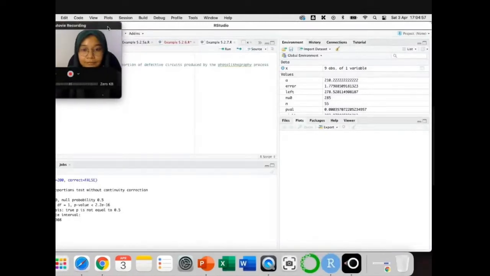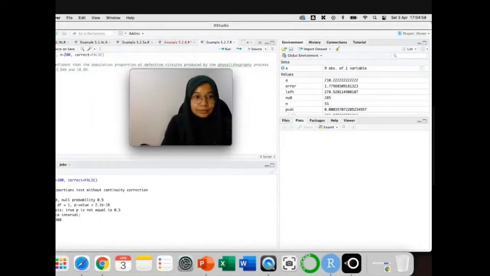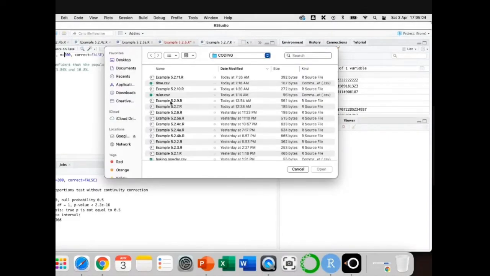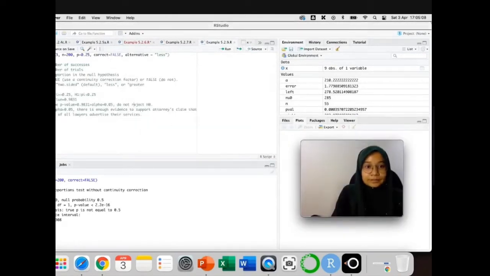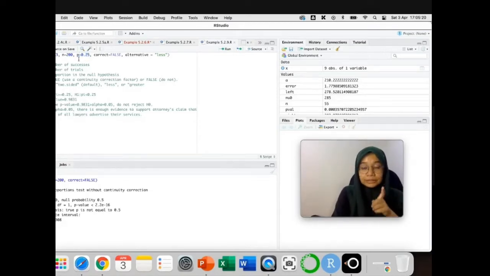Here are 5.2.9. Okay. So prop.test X kita tadi 63, N is 200, P 0.25. P ni bukan sample proportion. P in R coding is your population proportion. Your pi naught. P here is your pi naught. Pi naught is 0.25. Okay.